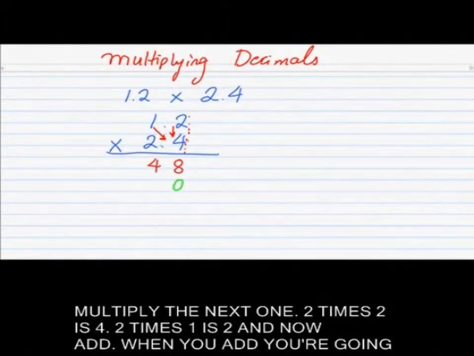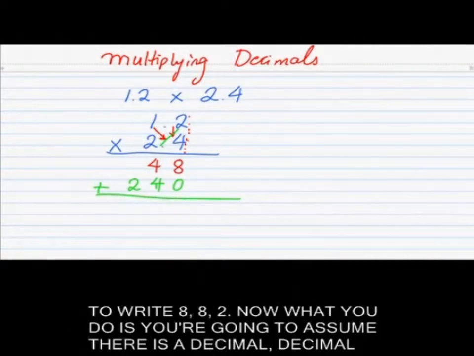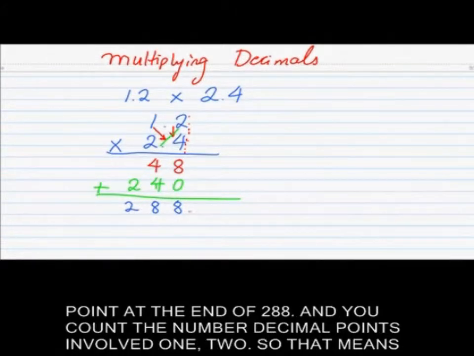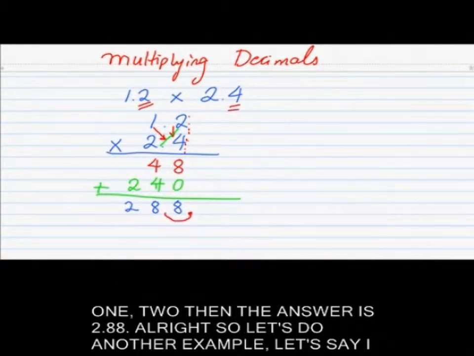2 times 2 is 4. 2 times 1 is 2, and now add. When you add, you're going to write 8, 8, 2. Now what you do is, you're going to assume there is a decimal point at the end of 288, and you count the number of decimal points involved. 1, 2. So that means 1, 2. Then the answer is 2.88.